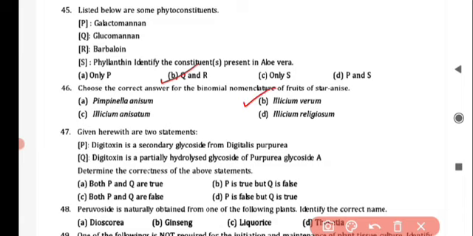Next question is given here are two statements. P is digitoxin is a secondary glycoside from Digitalis purpurea, and Q is digitoxin is a partially hydrolyzed glycoside of purpurea glycoside A. Now determine the correctness of the above statements, and the correct answer is option A, both P and Q are true.